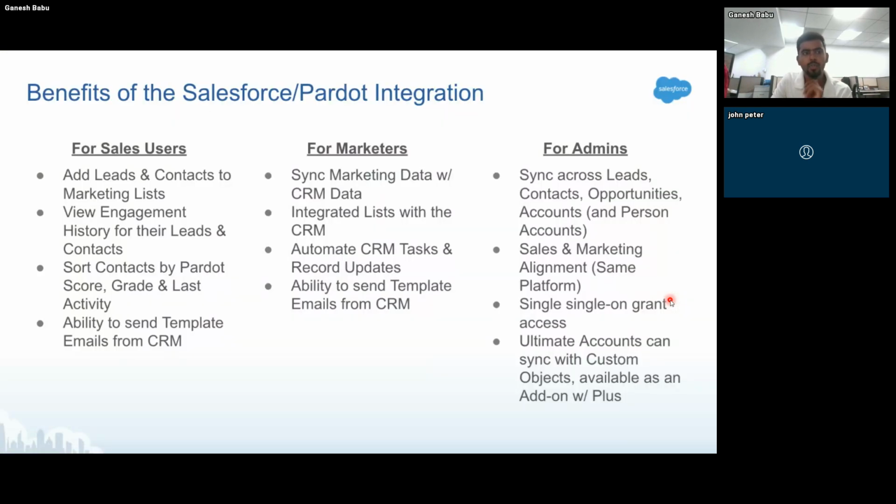So what is the benefit? I've already talked about much of this, so just to conclude: for sales users, you can view the engagement history, which is nothing but the activities of the prospect, the activities of the leads and contacts, and you can sort them by score so that you can prioritize and talk to people. And you can send the email from the CRM itself. You don't need to come to Pardot to send individual emails. You can send it from Salesforce.